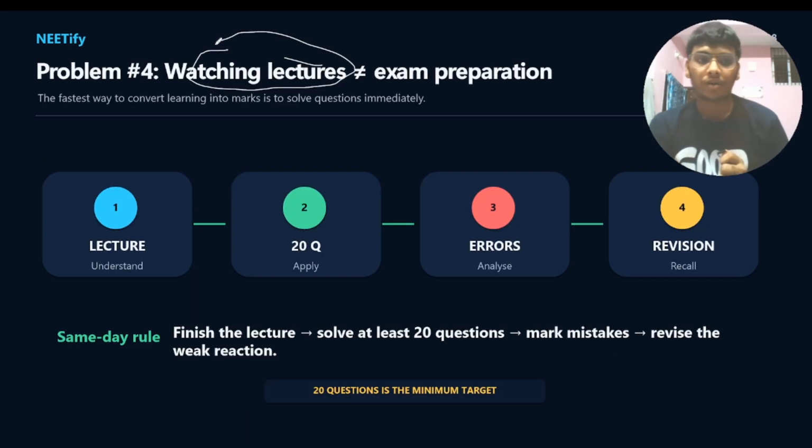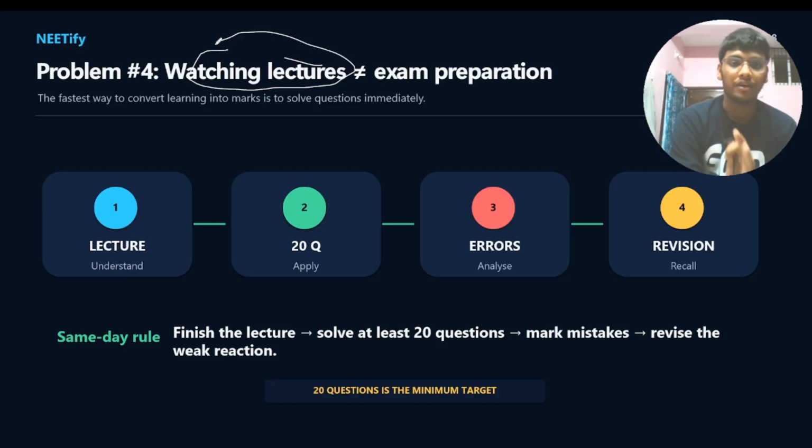And problem 4, that is watching lectures. Only watching lectures without exam preparation is very, very difficult, very dangerous also. Because if you just watch the lectures and start revising all this theory, that is very wrong. You should watch the lecture, revise the notes, and do question practice. Question practice is very, very important because we don't get theory in the exam. We get only questions. Okay.